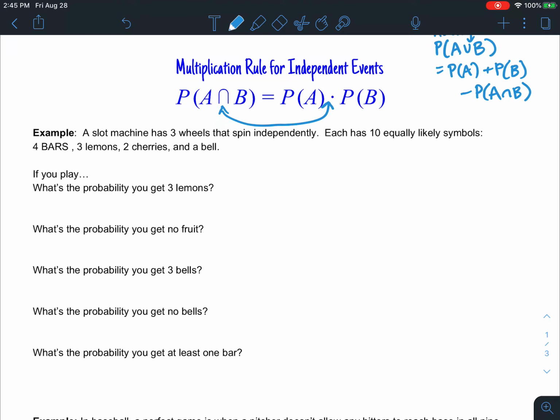Alright, so let's do it. Let's look at this first example and let me show you how this formula comes into play. So we're talking about gambling here. A slot machine has 3 wheels that spin independently. So there you go. That is our kind of hint that these are independent events, the 3 spinning wheels. It says each has 10 equally likely symbols, 4 bars, 3 lemons, 2 cherries, and a bell.